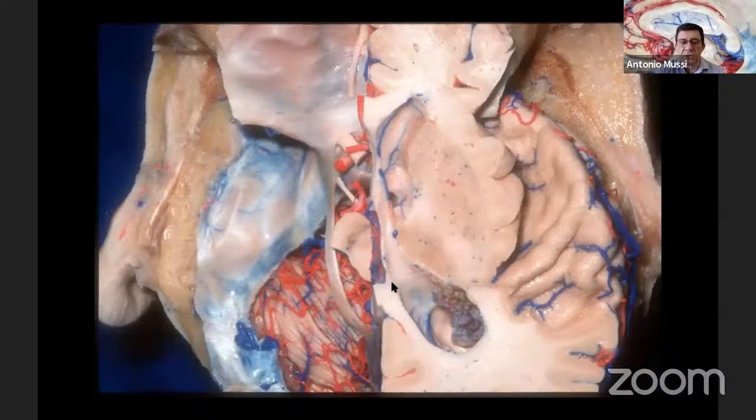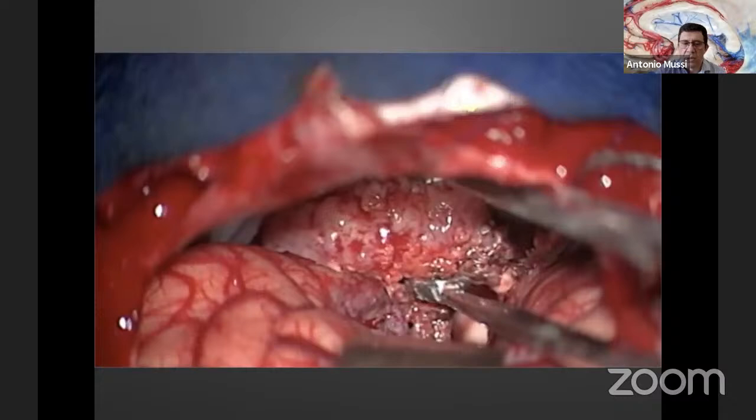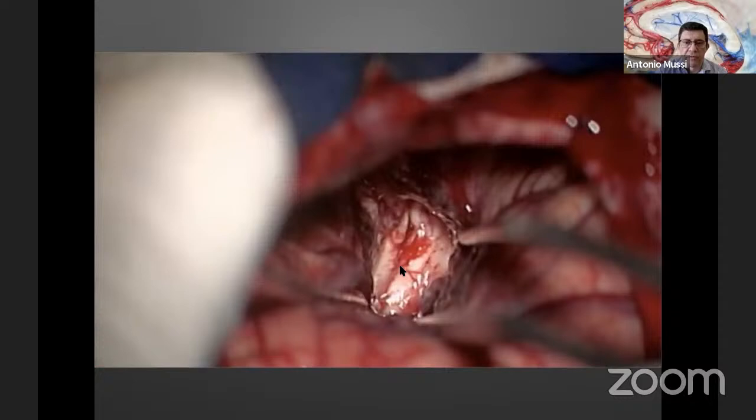So you open above the splenium of the corpus callosum, you just open the cingulate gyrus and you get to the atrium. So this exposure is exactly the same approach, the occipital transtentorial approach. You locate the corpus callosum and make an incision along the cingulate gyrus, and this is the tumor. And this is the atrium exposed after removing the tumor.